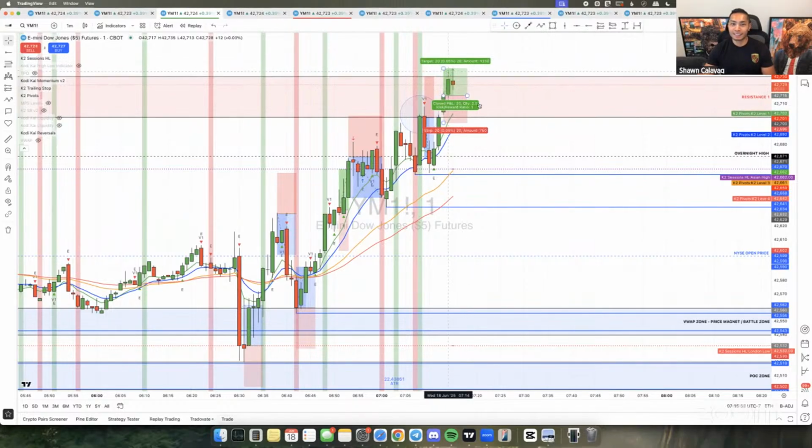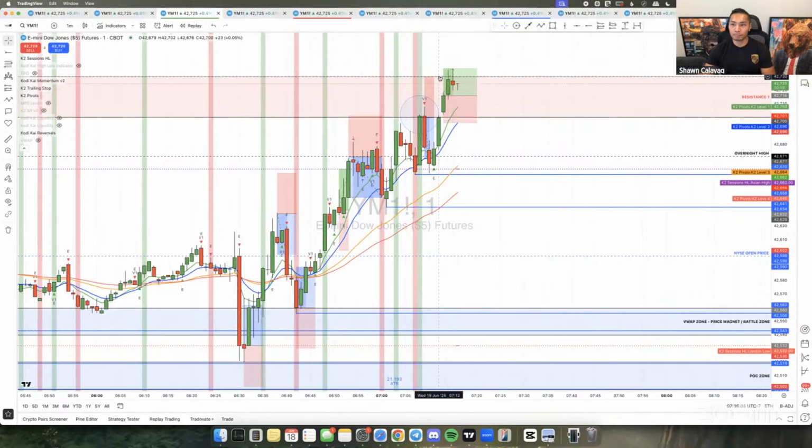Because like you said, it's kind of tricky because of the resistance right here. So yeah, 15 would have made more sense because you just want to get out quickly. But yeah, the 20 right there played out nice.